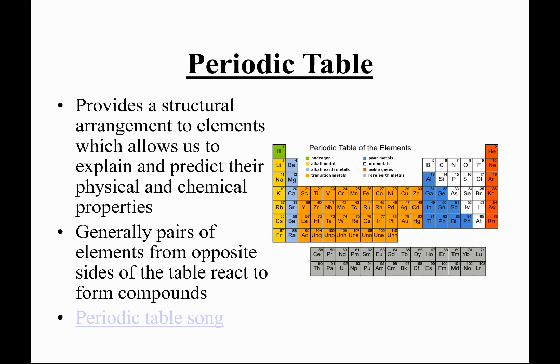Generally, pairs of elements from opposite sides of the table react to form compounds. What that means is that lithium reacts really well with fluorine, and sodium reacts really well with chlorine. Now, they don't have to be in the same level there. Basically, everything from group 1 reacts really well with everything from group 17. That's the way that it goes. So that's what we mean by that.